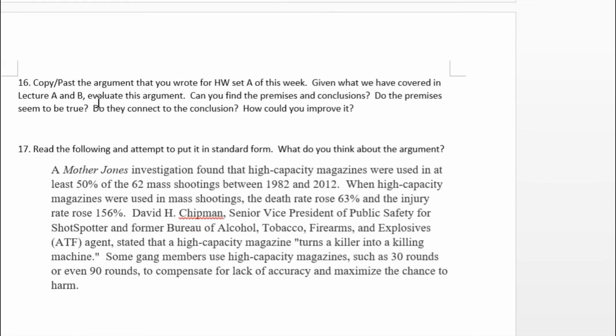Here in number 16, I ask you to copy-paste the argument that you wrote for homework set A. The argument that I'm referring to here is the argument for the library research assignment. So if you chose to look at animal ethics, then I asked you to just write an argument about animal ethics. Take that argument from homework set A, put it in here, and now look at it. Now see if you can clearly tell what your conclusion is, what your premises are. Do you even have a conclusion? Just take a look at it now with your wiser eyes, okay?